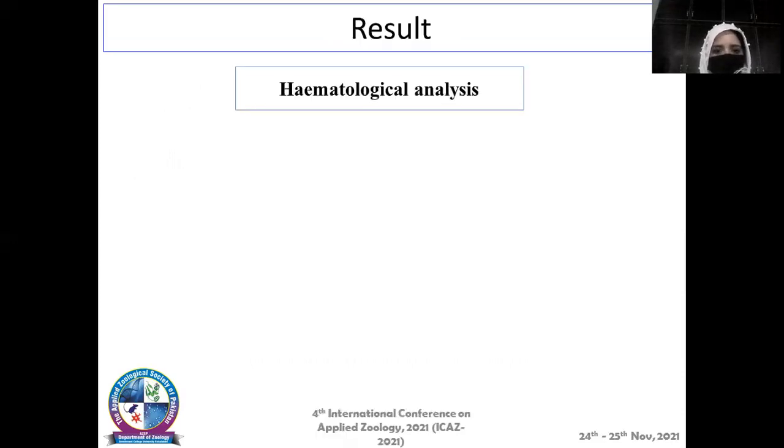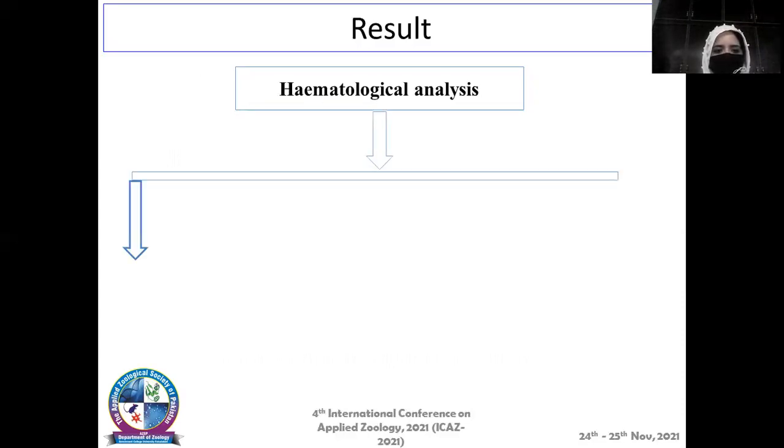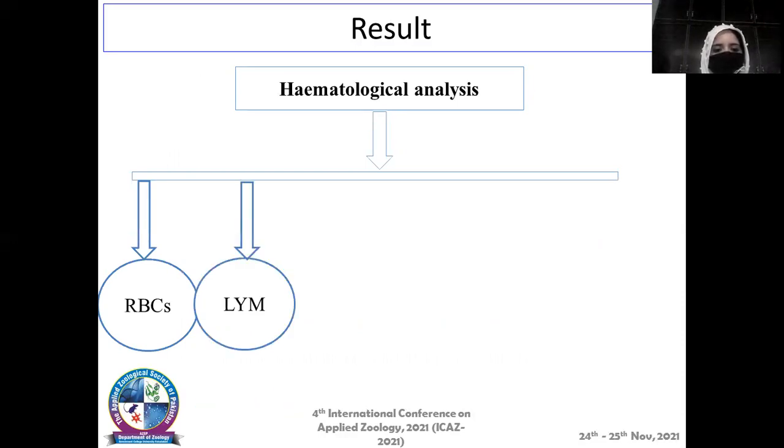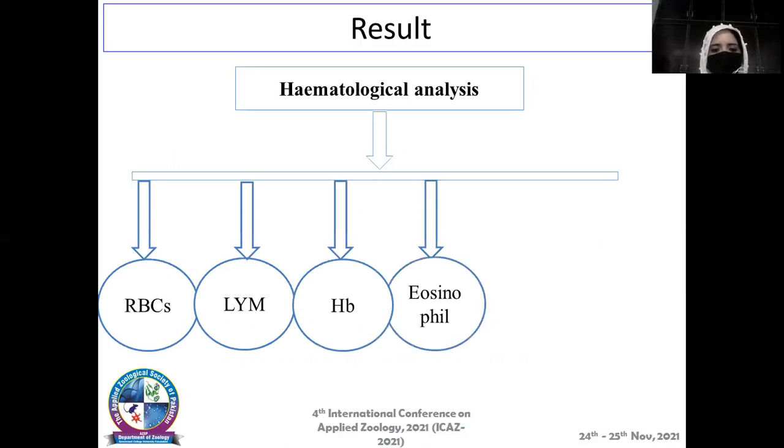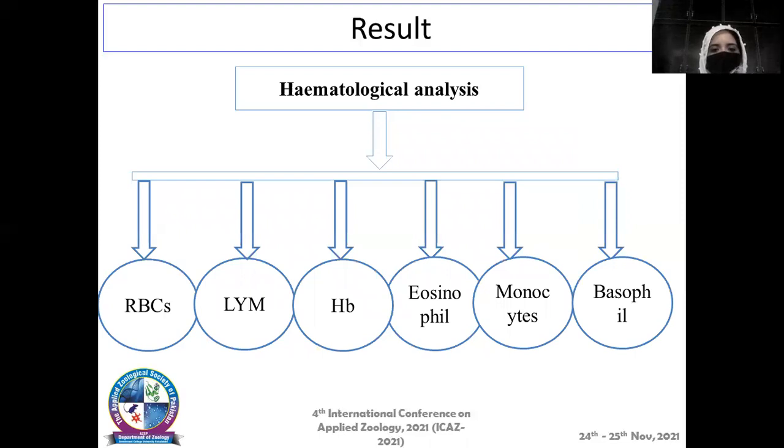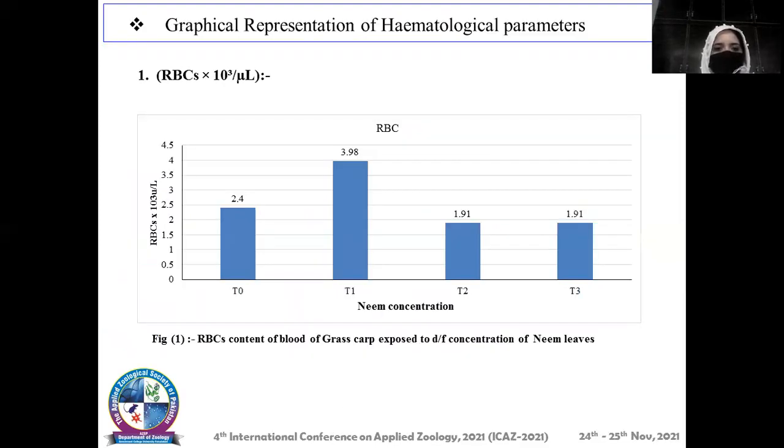Results. Hematological analysis. Red blood cells, lymphocytes, eosinophils, monocytes, basophils. These are all the hematological parameters. First one is the graphical representation of hematological parameters. Red blood cells.